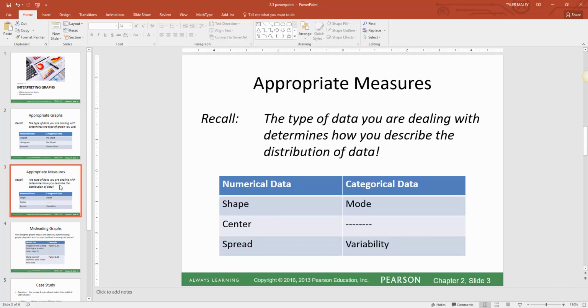Also, we want to talk about appropriate measures, and this also depends on what type of data we have. So remember, if we have numerical data, we want to think about the shape, the center, and the spread. So those should be the three points of emphasis. But if we have categorical data, we're looking at two specific things. We're looking at the mode and also the variability.